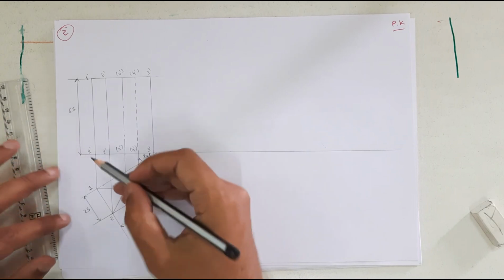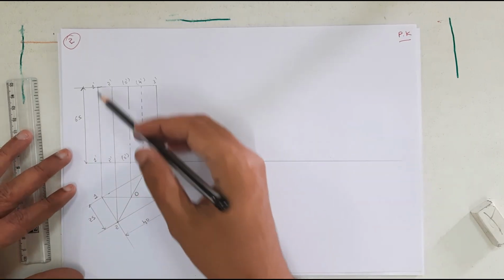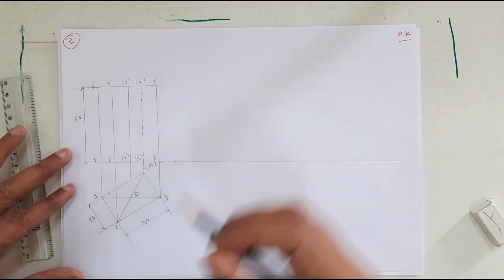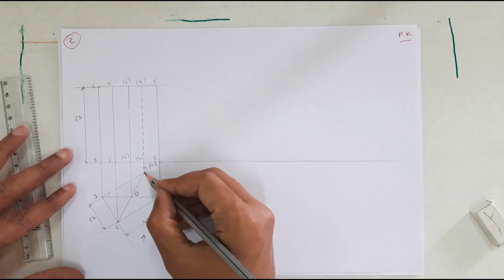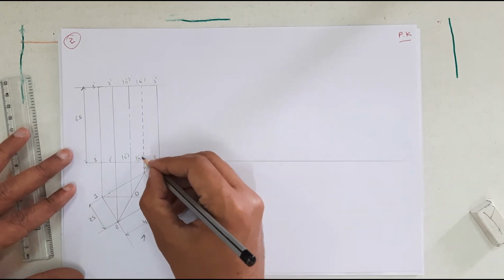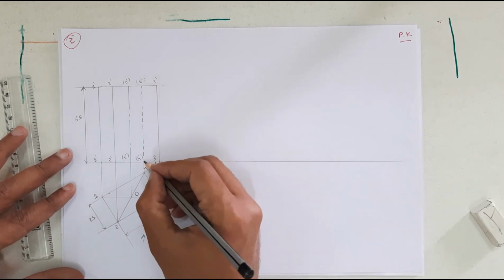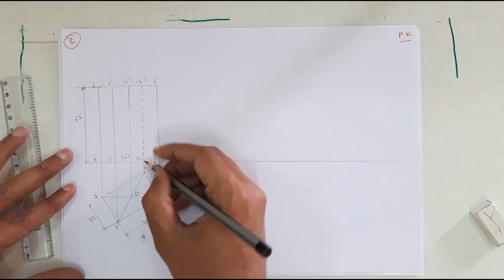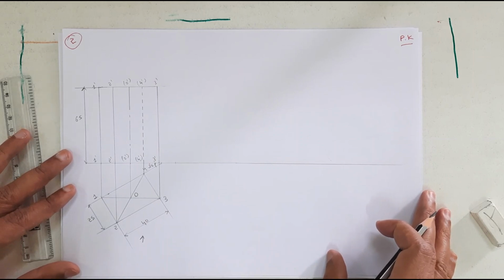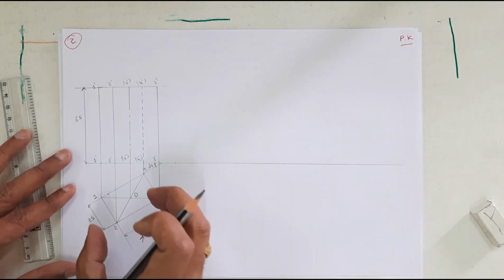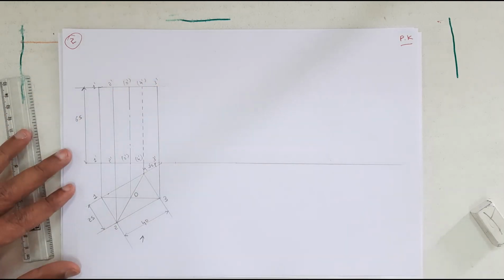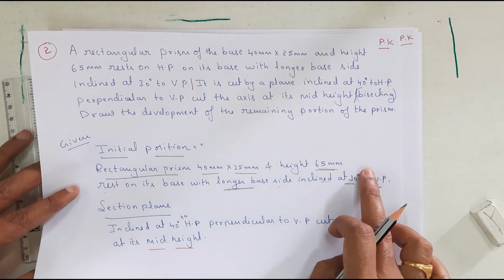Is it clear? See, which vertical edges are visible? 1 dash is visible, 2 dash is visible, 3 dash is visible in the front view. Whereas 4 dash is not visible, hence it is placed in parenthesis, and since it is an invisible line, it is represented with dashed lines. I hope you got it. So this is the top view and front view which satisfy the given initial condition.